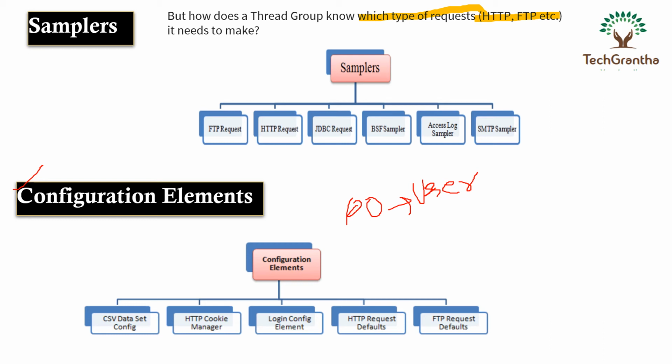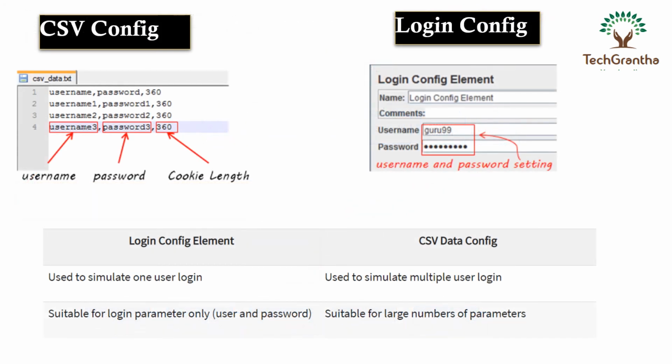Okay, and then the third element inside config is the login config element. We will also discuss in the next slide what the difference is between the CSV data config and the login config. So there are two types of config: one is the CSV config and another is the login config.